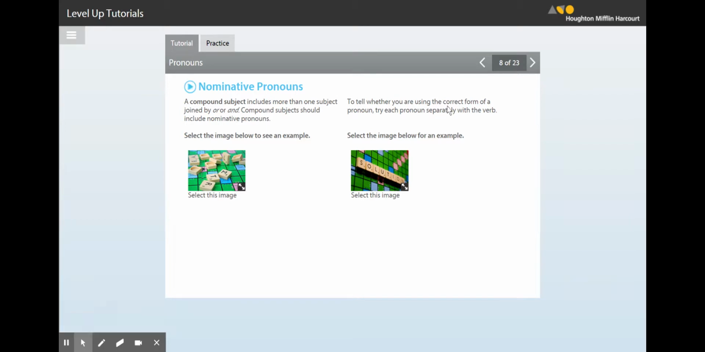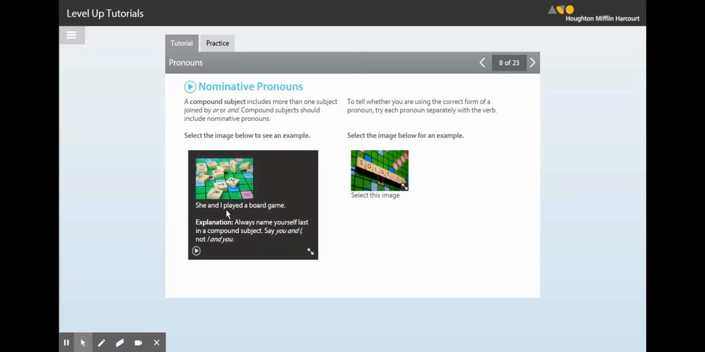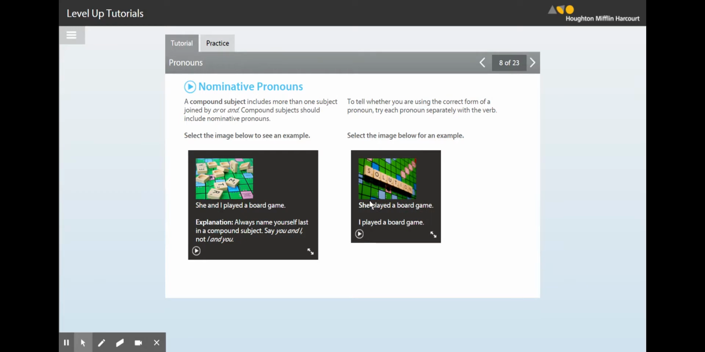So to tell whether you are using the correct form of a pronoun, try each pronoun separately with the verb. All right, so she and I played a board game. Always name yourself last in a compound subject. Say you and I, not I and you. So she and I is my compound subject. In this example, she played a board game, I played a board game. Both of these are saying the same exact thing. In this one, we have two sentences, and this one we've combined into one using a compound subject, she and I.